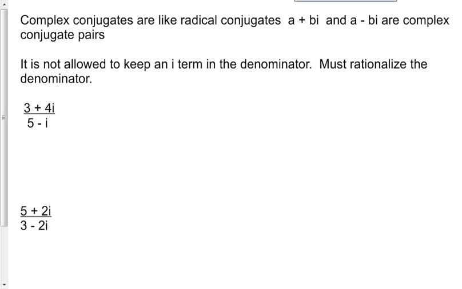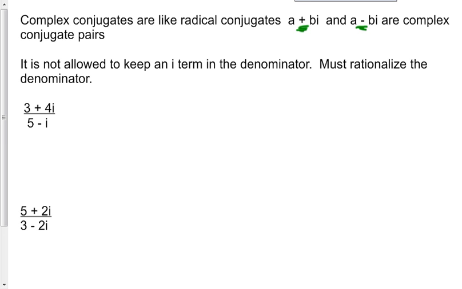Complex conjugates, this is the last thing that we need to talk about in this particular section. Complex conjugates are just like square root radical conjugates. If you have a plus bi as a term, then you also have a minus bi as its complex conjugate pair. You want to look for positive, and then the opposite sign, negative, would be the conjugate pair to that. Remember that you cannot keep an i term in the denominator, just like you cannot keep a radical in the denominator. You need to rationalize that.